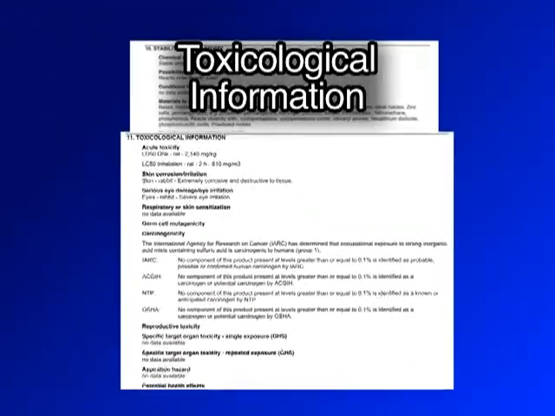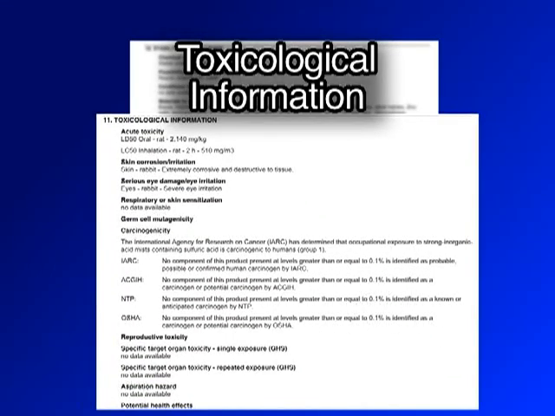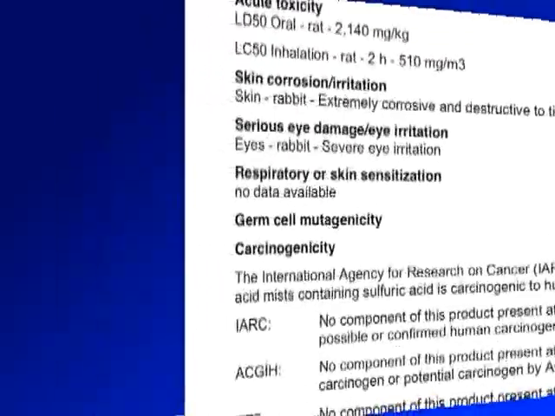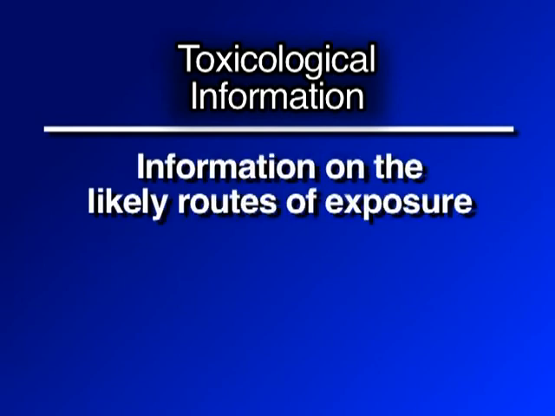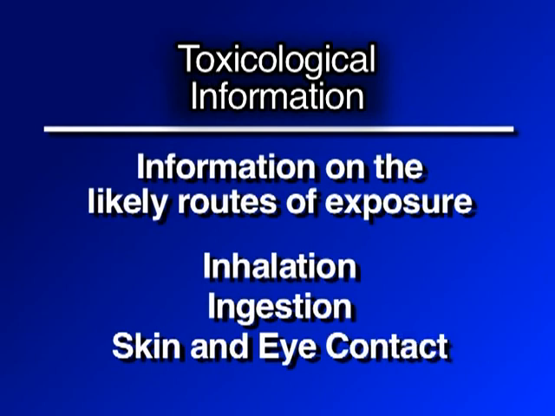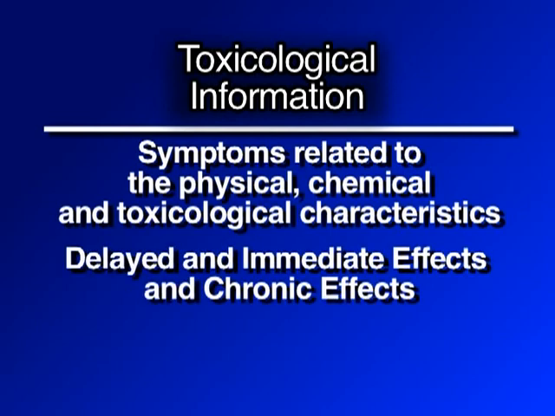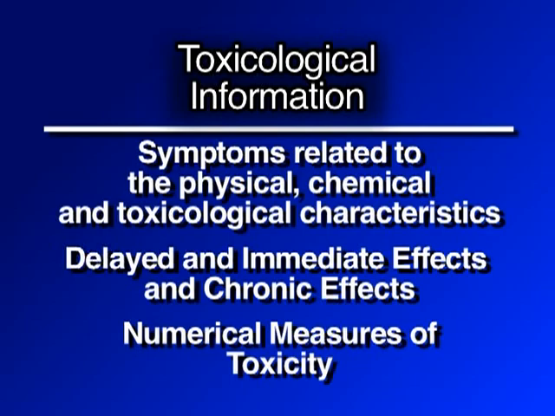Section 11. Toxicological information. Description of the various health effects and the available data used to identify those effects, including information on the likely routes of exposure, such as inhalation, ingestion, skin and eye contact, the symptoms related to the physical, chemical, and toxicological characteristics. Delayed and immediate effects, and also chronic effects from short and long-term exposure. Numerical measures of toxicity, such as acute toxicity estimates if known.